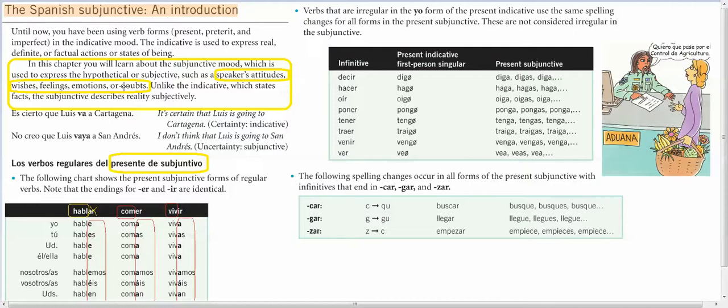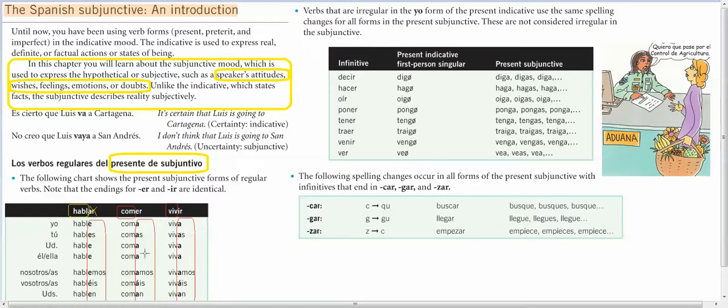You don't really need to worry yet about when we use the subjunctive. I mean, this might sound a little confusing at this point. We're just going to learn how to form it in these lessons, and then in future lessons we're going to talk about when you use it, okay? So to start with, it's pretty easy.